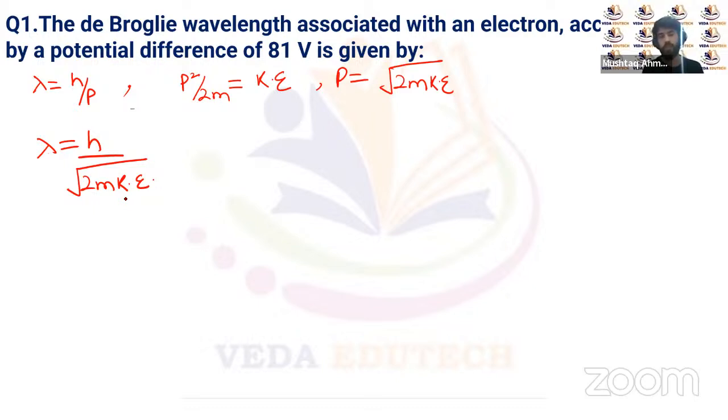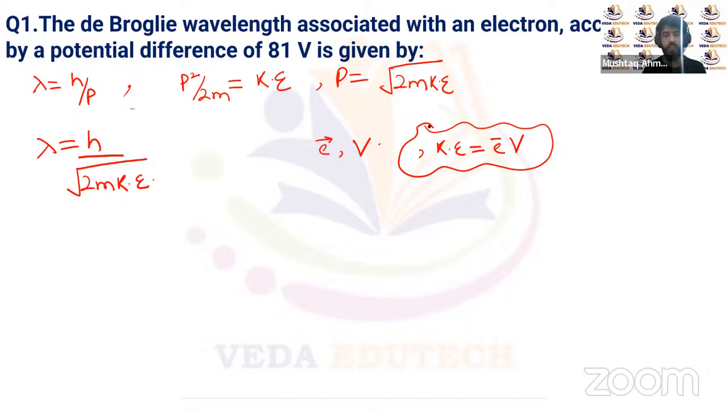Now, let's suppose an electron is accelerated through a potential difference of V volts. Then the kinetic energy attained by the electron will be the charge of the electron multiplied by the potential difference. This will be the kinetic energy gained by the electron. So we can replace the kinetic energy in this equation, and it becomes h upon root of 2meV, where we have replaced the kinetic energy term with the charge of the electron multiplied by the potential difference.